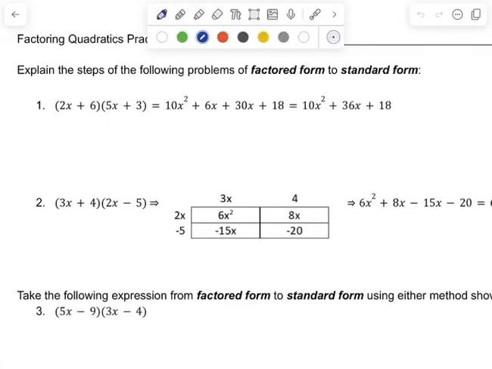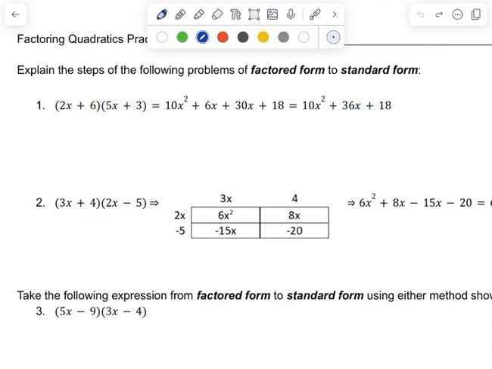Hey guys, this is a little review on factoring quadratics. On the first two problems, we're taking it from factored form, which looks like this, where there are two factors multiplying by each other. And standard form looks like this, where it's in that quadratic or polynomial form.